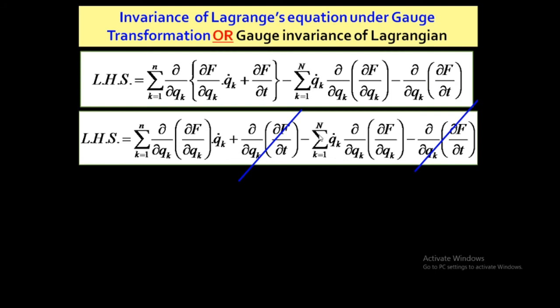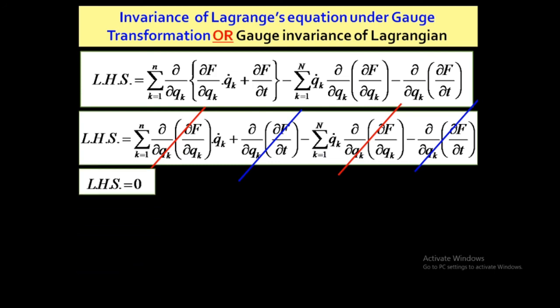Now look at this term, summation over k qk dot del by del qk del f by del qk. Here is also qk dot del by del qk del f by del qk. qk dot is outside the derivative in both, and del by del qk del f by del qk is the same in both. This is plus and this is minus, so these terms are also cancelled out. So the second term is identical with the fourth term and cancels out because of plus minus. The first term is identical with the third term but with plus minus, so they cancel out. It means the whole left hand side cancels out, it means zero.